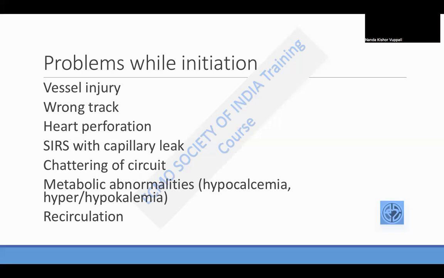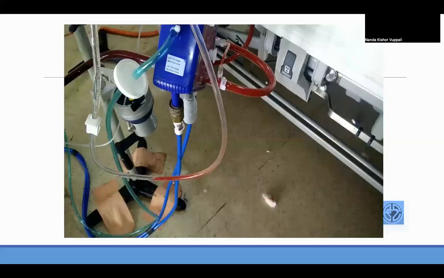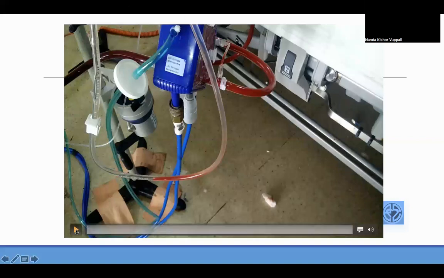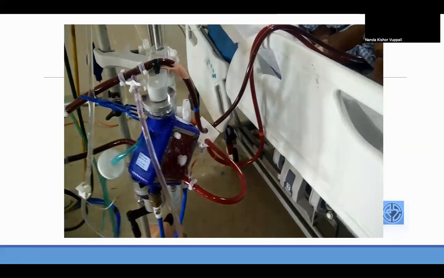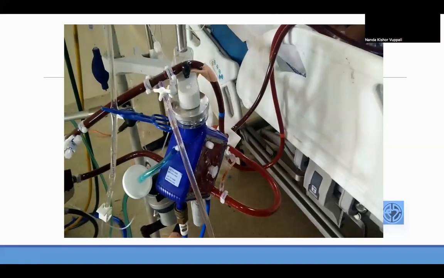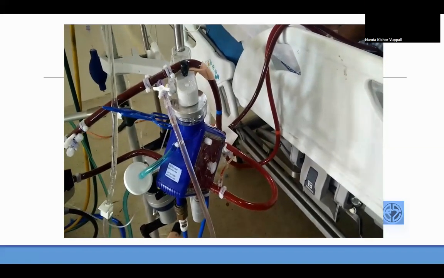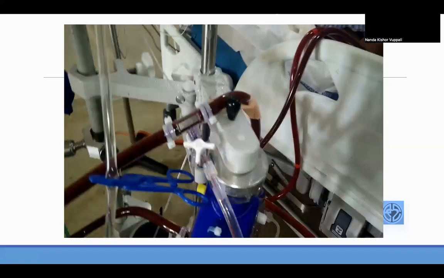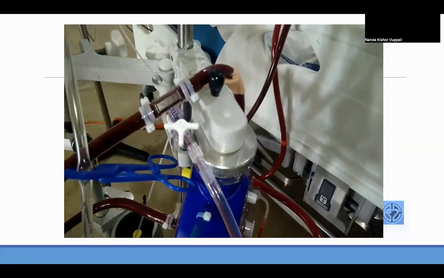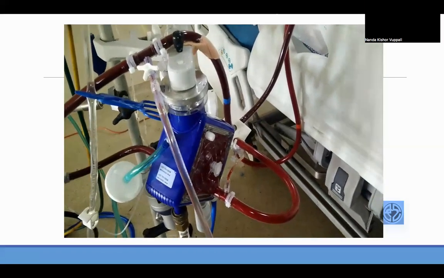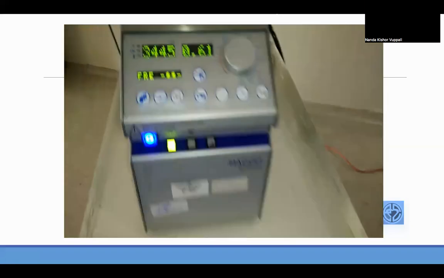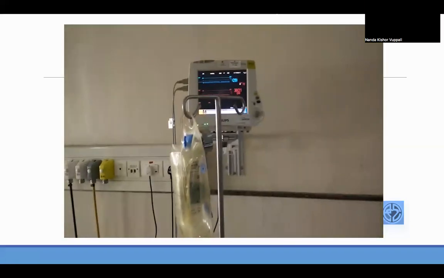And in veno-venous ECMO, when the cannulas are too close together, the risk of recirculation is there. This is a video showing chattering of the tube. You can appreciate the sudden jerky movement of the tube, which means hypovolemia is there, chattering is there, and at the same time flows are coming down. That's a jerky movement, what I was talking about, not the pendulum movement. You can see the flows have come down even with revolutions of 3,400.